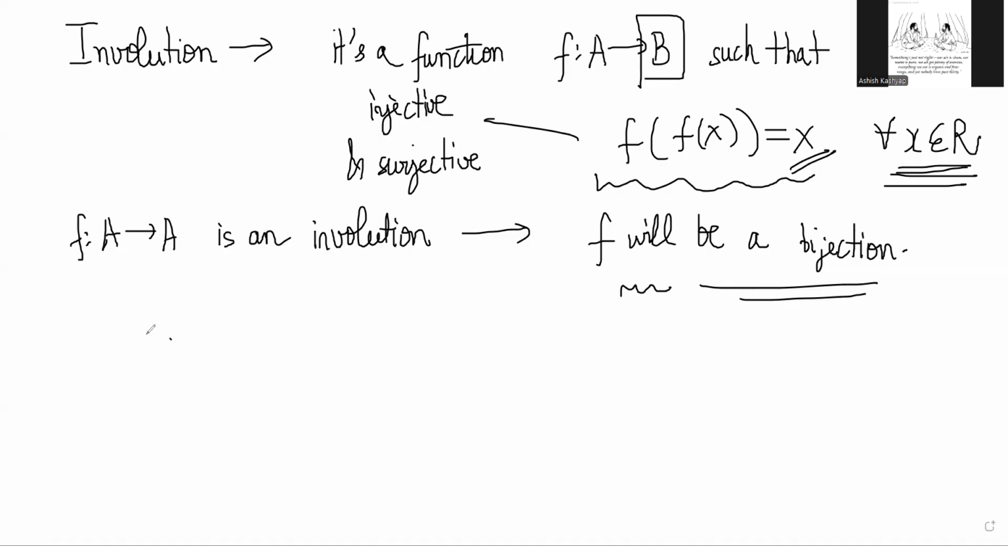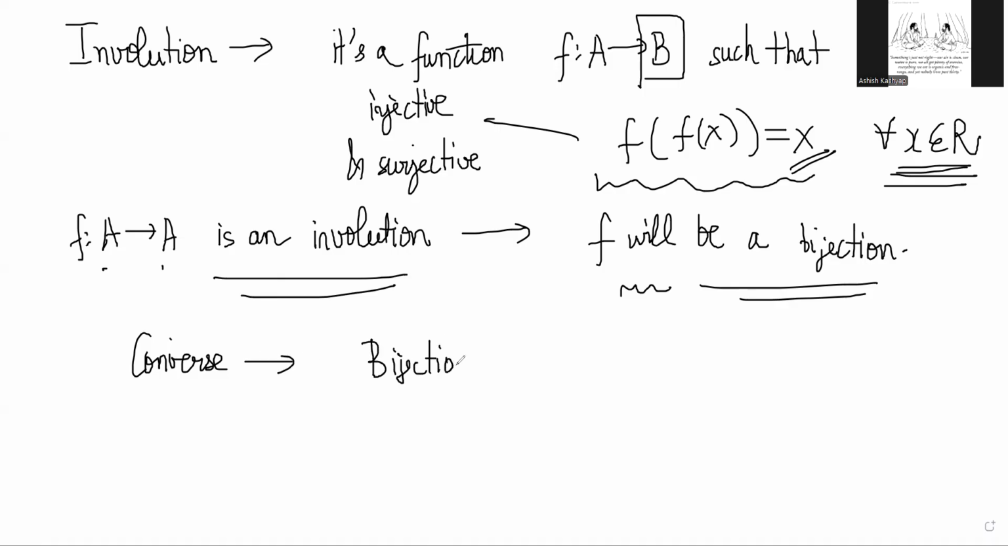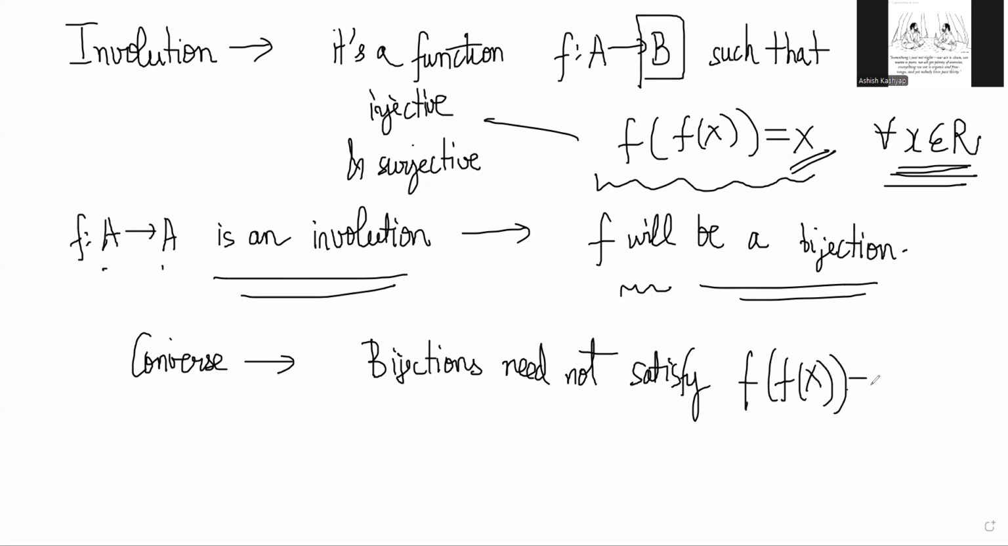Obviously, converse is not true. We are saying here that an involution, as long as it is from the set A to A, is also a bijection, but converse is not true. Bijections need not be involutions, need not satisfy f of f of x equals x. So bijections do not have to satisfy this condition.